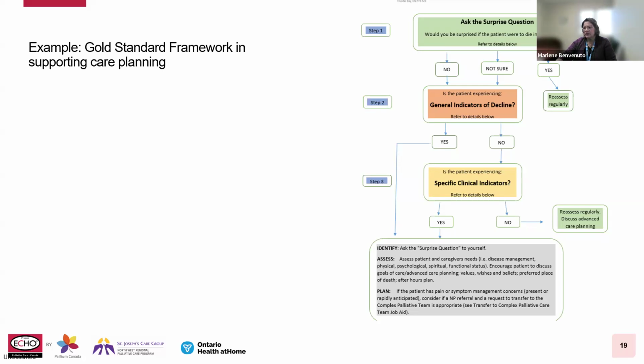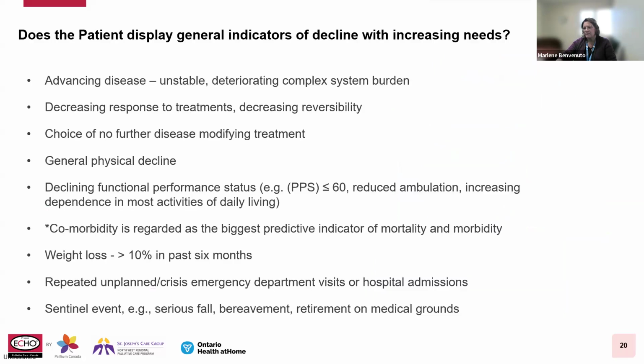And if there are specific indicators, once again, as I said, follow the assessments and what came out of the assessments and develop a plan from there. So some of the general indicators of decline with increasing needs: once again, advancing disease, unstable, deteriorating, complex symptom burden, a decreasing response to treatments. Maybe they've chosen no further treatments, and you see a general decline in them.